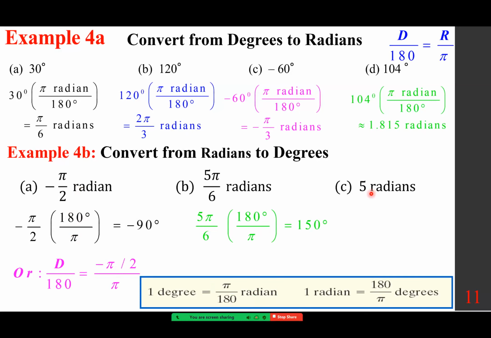And now 5 radians times 180 over pi, or replace this one with 5 and do the cross product. And this gives you 286.48 degrees.